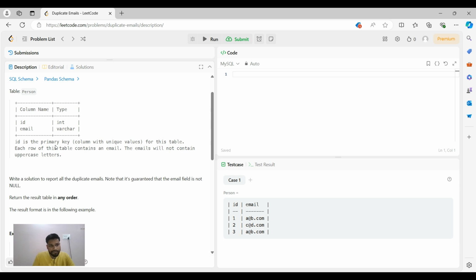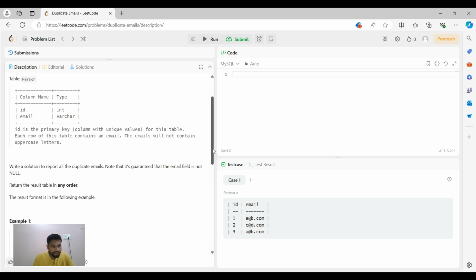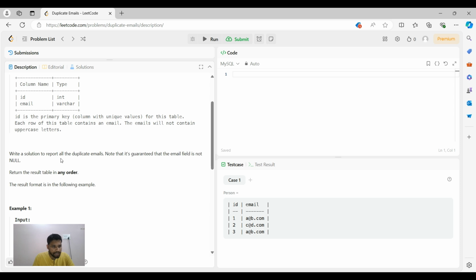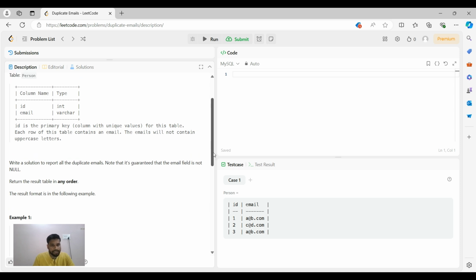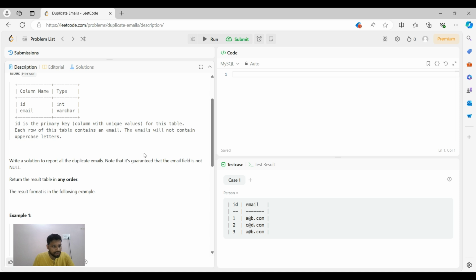Whenever it's a primary key, the intention of the primary key is that it has the ability to identify any record present in the table. The attributes of the primary key are that it should not have any duplicates, nor any null values. Moving on to the question, they are basically asking us to write a solution to report all the duplicate emails. Note that it's guaranteed that the email field is not null. Basically, our main agenda is to extract all those duplicate emails from the person table.